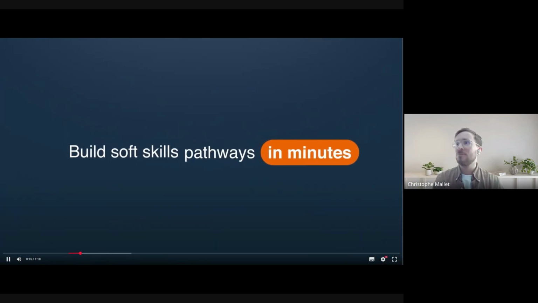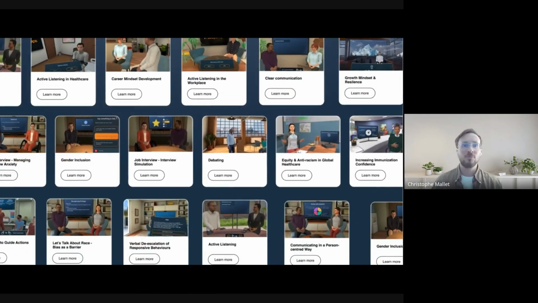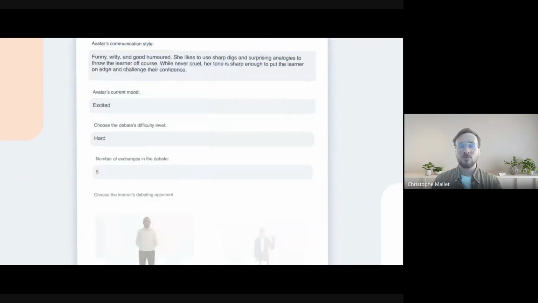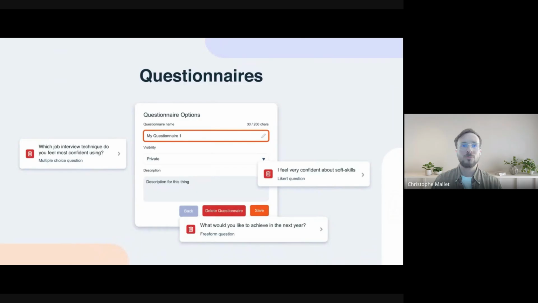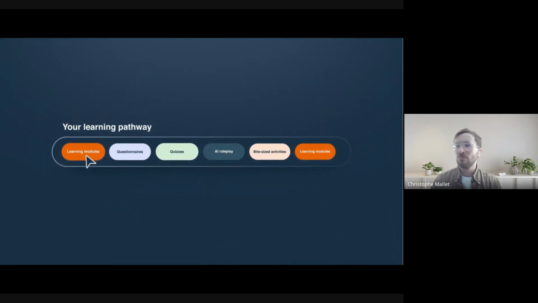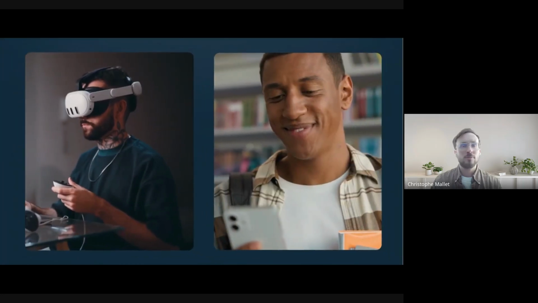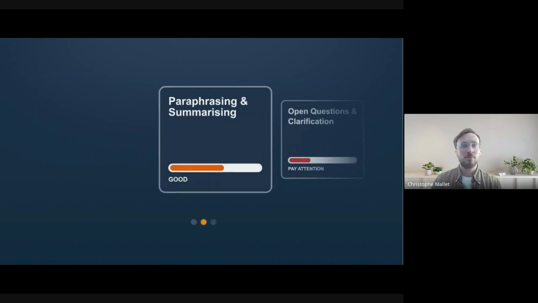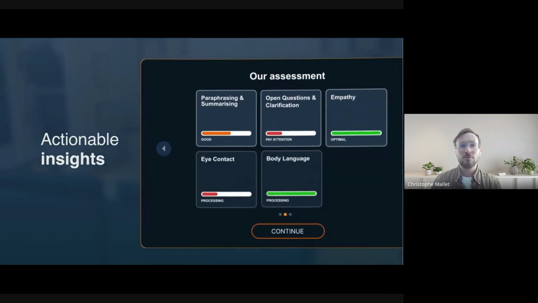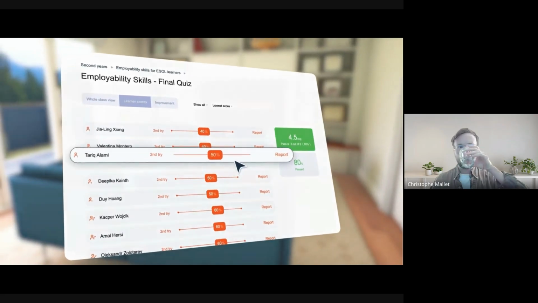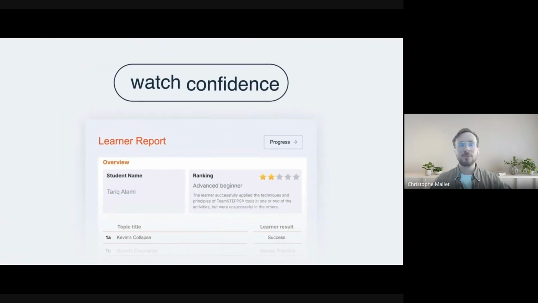Build soft skills pathways in minutes, from interviews to patient communication to conflict resolution to public speaking. Pick learning modules, customize AI role plays, mix in quizzes and questionnaires, and create learning experiences tailored to your goals, your context, your learners. Deploy instantly across VR, mobile, and PC, so learners can practice anytime, anywhere. Our AI feedback gives learners personalized, actionable insights after every session, turning learning into something real, repeatable, and impactful. So you can sit back, watch confidence grow, and prove impact in real time.